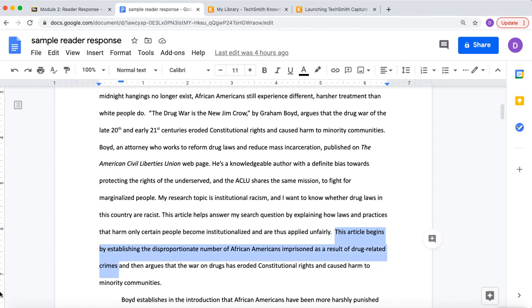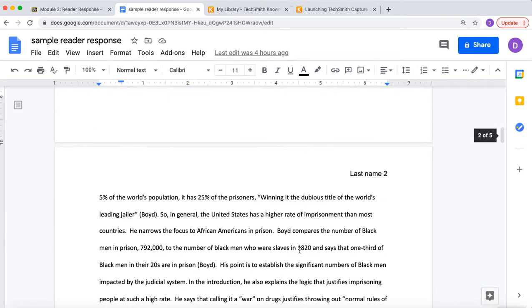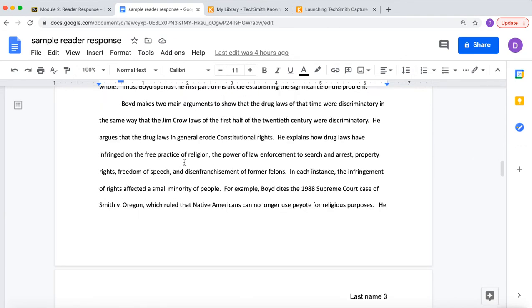So anyway, we've already looked at the first point in the article, and we're going to pick up with the point on constitutional rights. That's my second body paragraph. And then the third body paragraph is about the harm caused to the African American community. So, scrolling up to my second body paragraph, remember that each body paragraph does just 2 things.